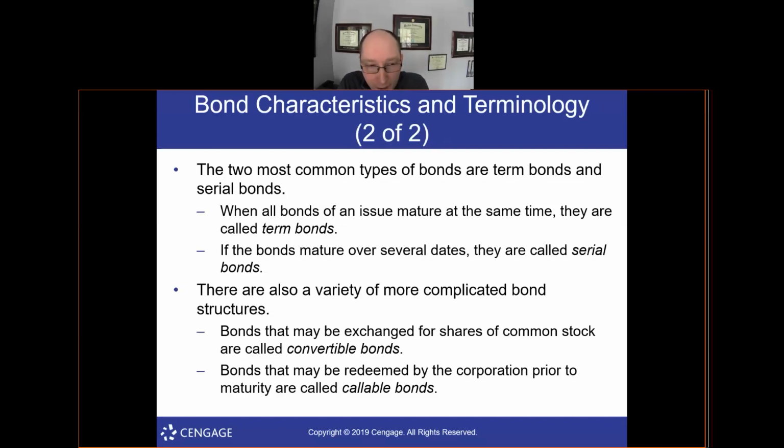The other type of bond is called a serial bond. A serial bond is bonds that mature over several different due dates. Example: I issued a bond for $100,000 at $10,000 increments. That means I issued 10 total bonds. These bonds were classified as being serial.